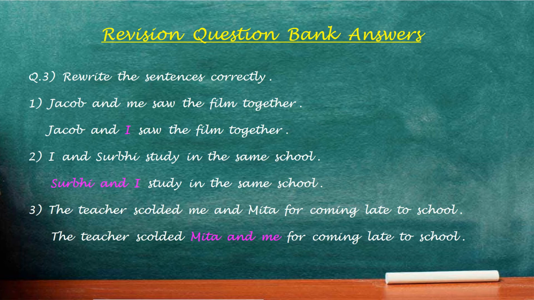Question 3. Rewrite the sentences correctly. Answer 1. Jacob and me saw the film together. Jacob and I saw the film together. Answer 2. I and Surbhi study in the same school. Surbhi and I study in the same school. Answer 3. The teacher scolded me and Meeta for coming late to school. The teacher scolded Meeta and me for coming late to school.